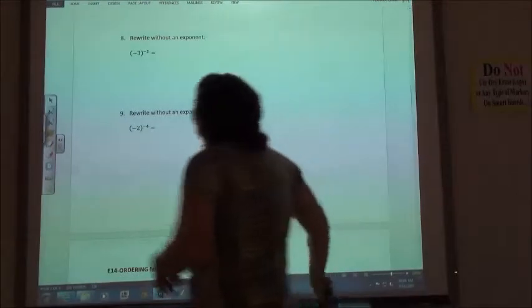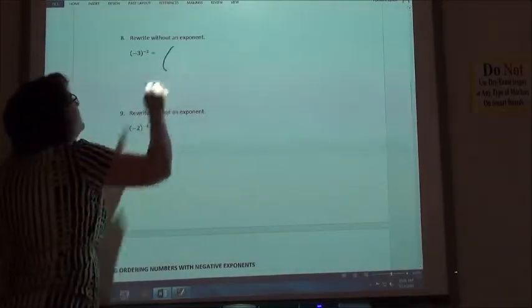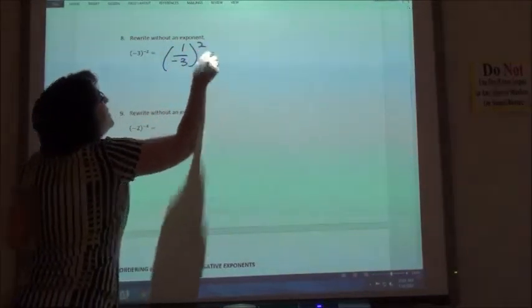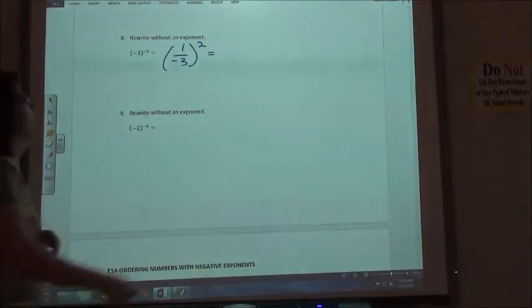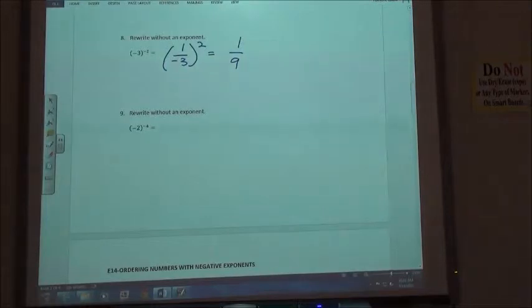So number 8, if I want to do negative 3 to the negative 2 power. Again, my exponent is negative. I'm going to do the reciprocal of negative 3, which would be 1 over negative 3, and then I'm going to square that. If I square that, I'm going to get positive 9. 1 over 9, right? Still the 1 on the top, 9 on the bottom, so 1/9 is what my answer would be.